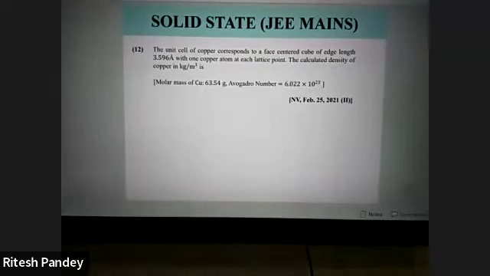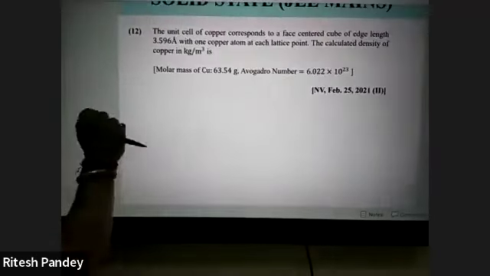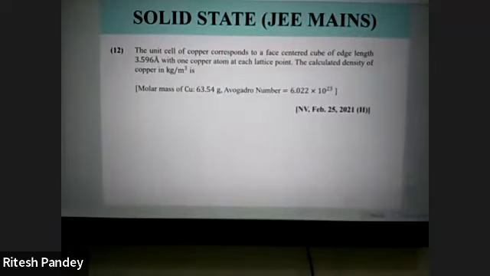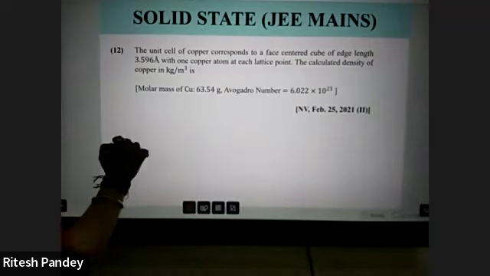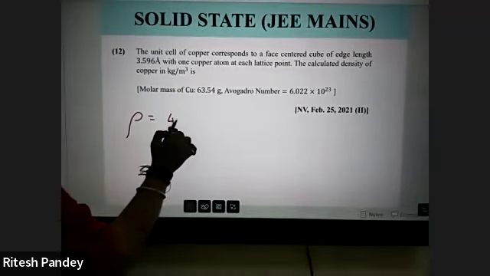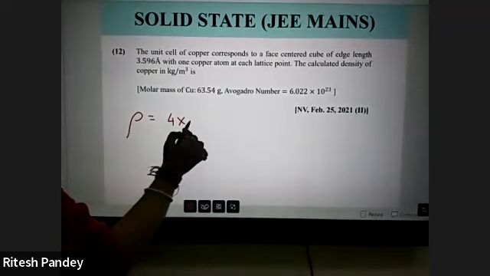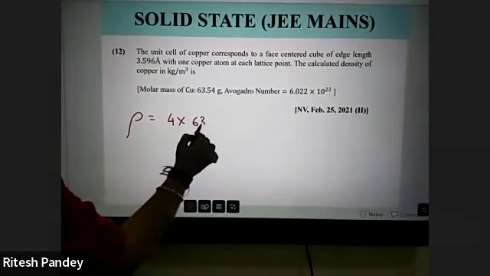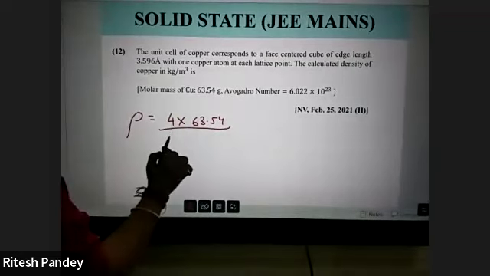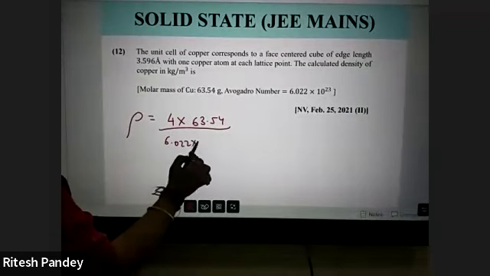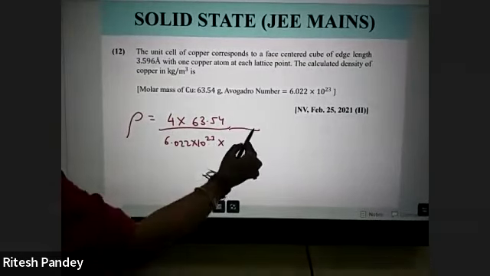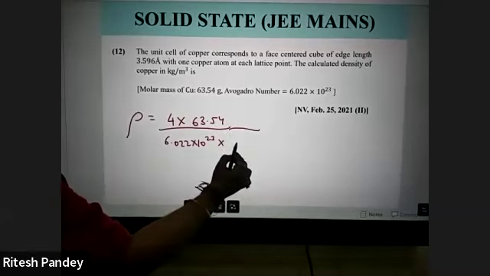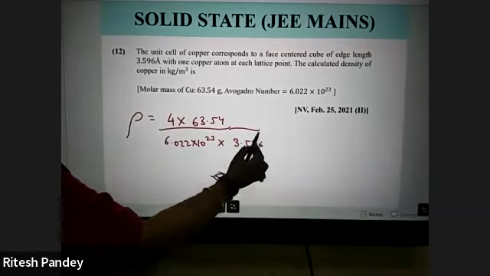9076 is indeed the right answer. So you want to start conventionally, like rho calculated with face-centered 4 into copper 63.54 upon Na 6.022 into 10 to the power 23, and A cube is 3.596.